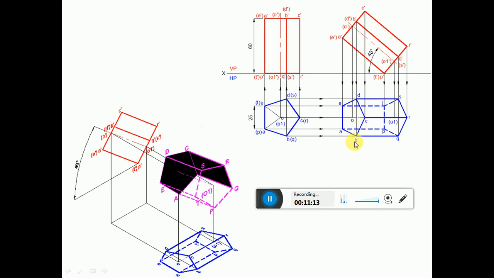So first you mark them A, B, C, D, E and O, and similarly P, Q, R, S, T and O1. Don't put anything into brackets. Then join all these by means of continuous thin lines. So join A to B, B to C, C to D, D to E and E to A. Then join P to Q, Q to R, R to S, S to T and T to P. Join EP, BQ, CR, DS and ET. All these have to be joined by means of continuous thin lines.